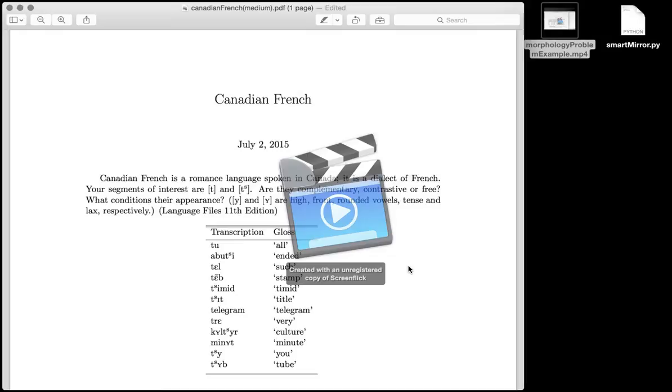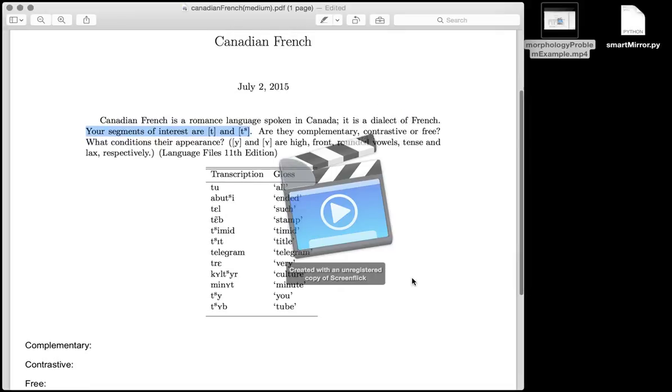So it says that Canadian French is a Romance language spoken in Canada. It is a dialect of French, and that our segments of interest are ta and cha. So this superscript s right here indicates affrication, so it's like cha. Are they complementary, contrastive, or free? And what conditions their appearance? And again, we're told that we have two vowels, u and I, which are high front rounded vowels, which are tense and lax, respectively.